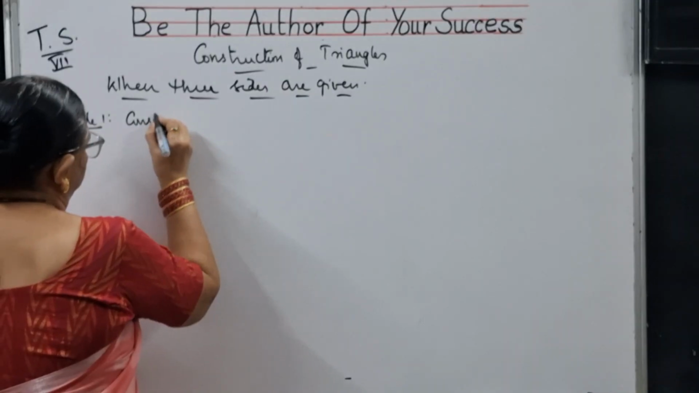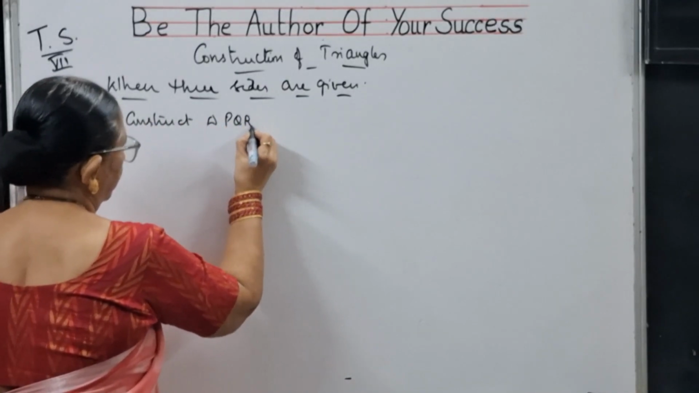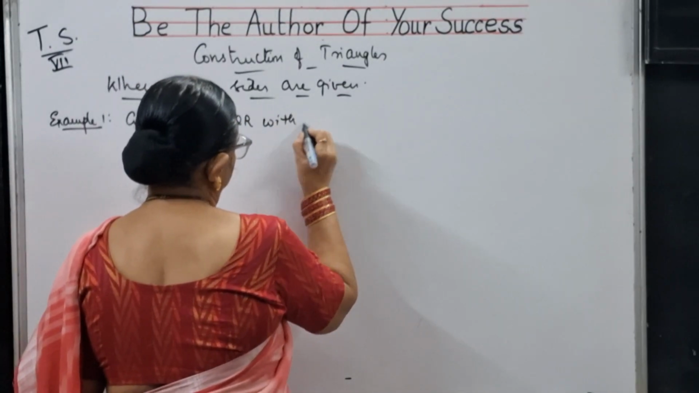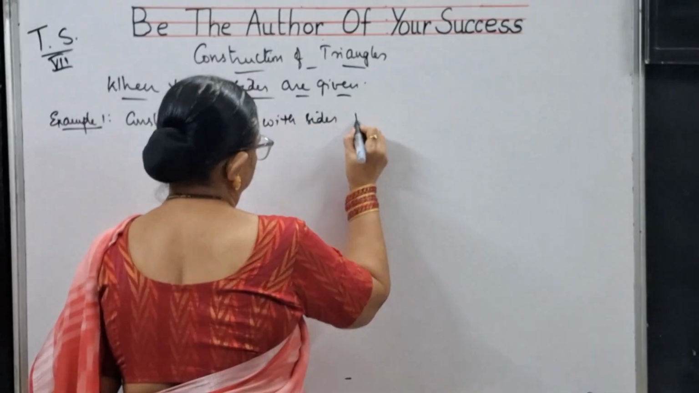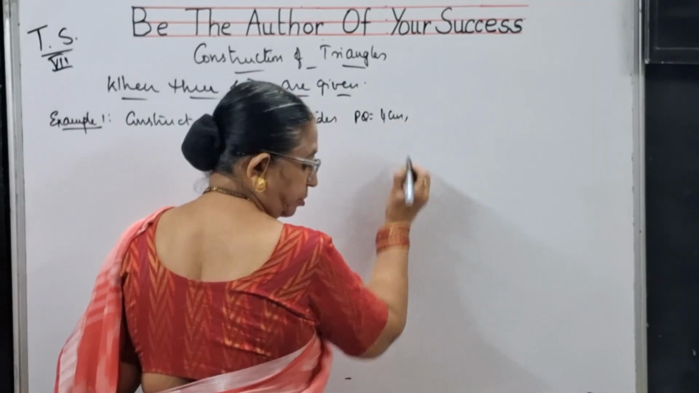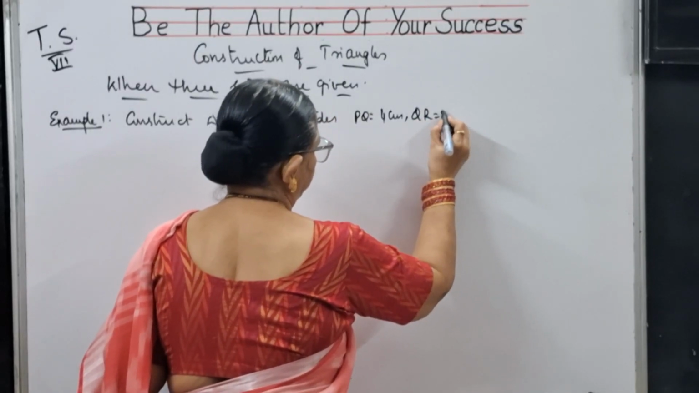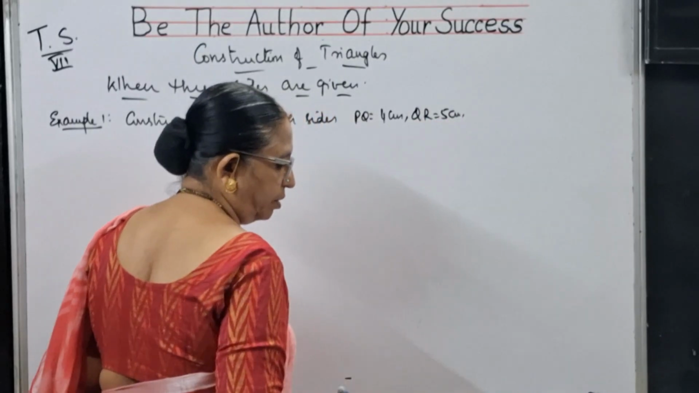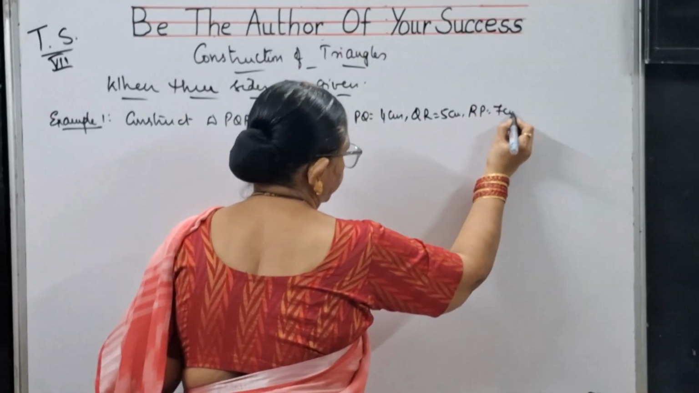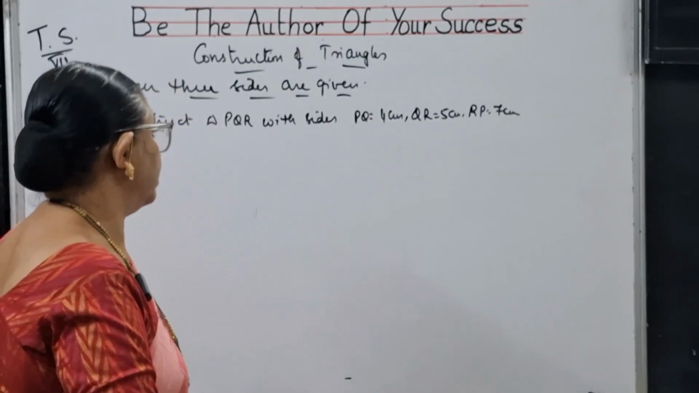Construct triangle PQR with the sides PQ is equal to 4 centimeters, QR is equal to 5 centimeters, and then RP is equal to 7 centimeters. So this is what you need to construct, children.